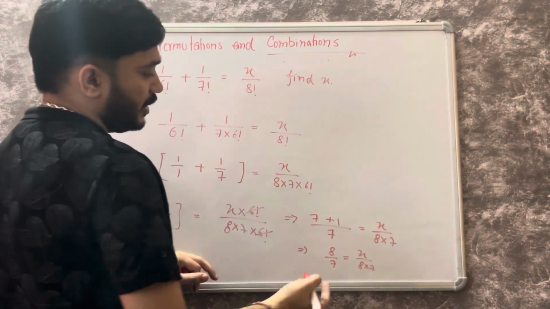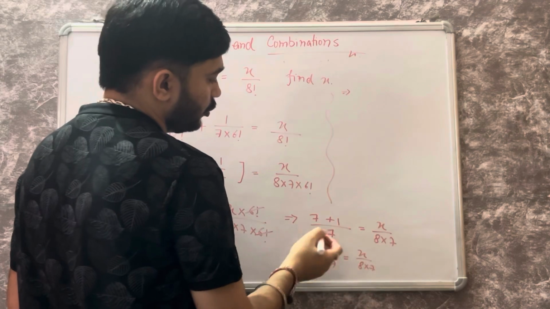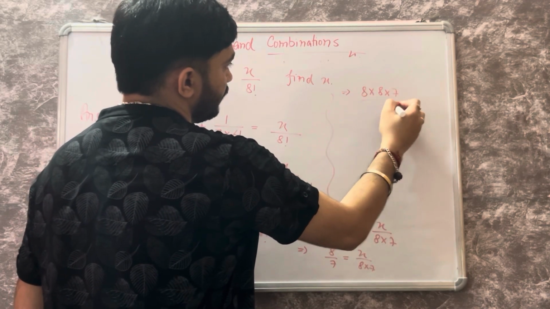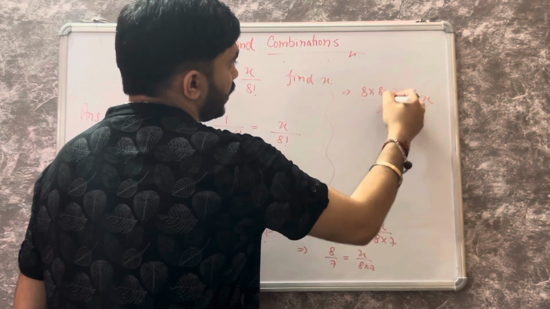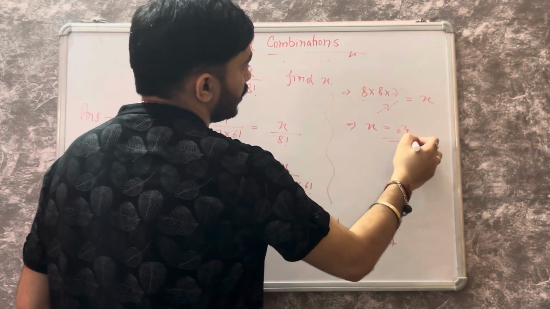8 and 7 are in divide here, so on the other side of the equal to, these are going to be multiplied. So the answer will be 8 into 7 divided by 7 is equal to x. You can divide 7 with 7 and the value of x is going to be 64. Any doubt?